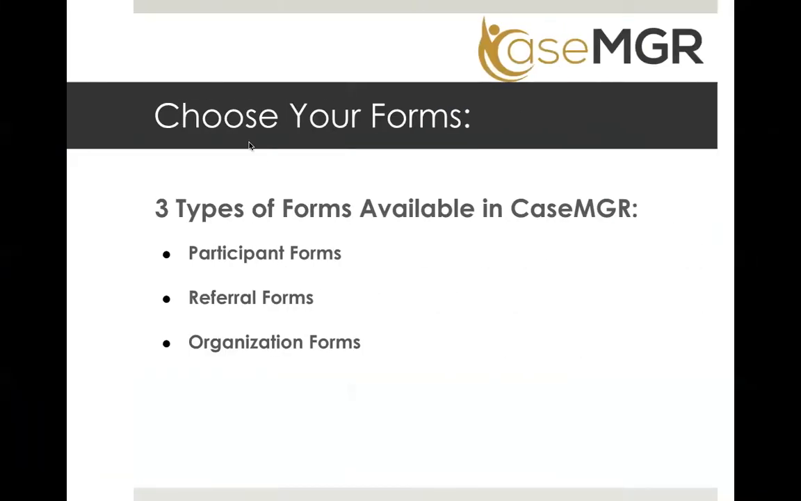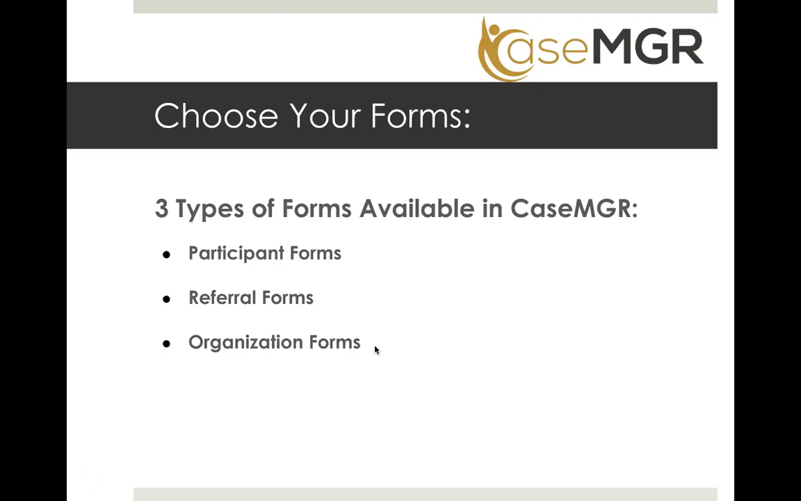So when we look at creating a report in the system, you can create a report based on any form that you have built in the system. The main three types of forms are participant forms. So this is going to be your profile page, your activity forms, that sort of thing. You also have the ability to build reports off of referral forms. Now, not all organizations use referral forms, but what this is when somebody completes an application or referral to your program through an online link or through your website. So you can build reports based on those forms as well.